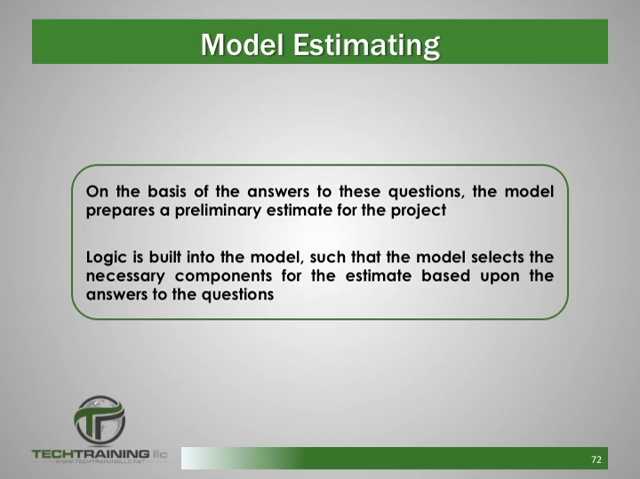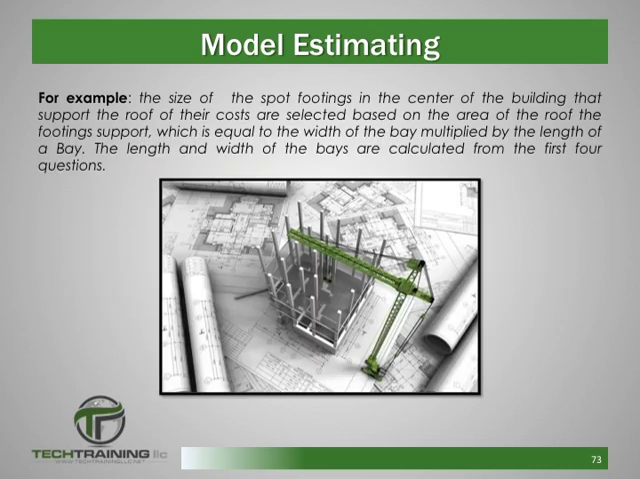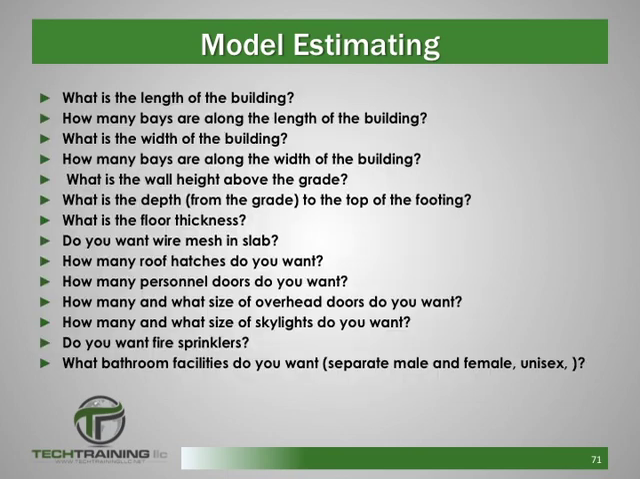Based on the answers to these questions, the model prepares a preliminary estimate for the project. Logic is built into the model, such that the model selects the necessary components for the estimate based upon the answers to these questions. As an example, the size of the spot footings that are going to be in the center of the building supporting the roof are selected based on the area of the roof that the footings are going to support, which is going to be equal to the width of the bays multiplied by the length of the bay. The length and the width of these bays are going to be calculated from the first 4 questions which were previously shown. And here are those questions again.